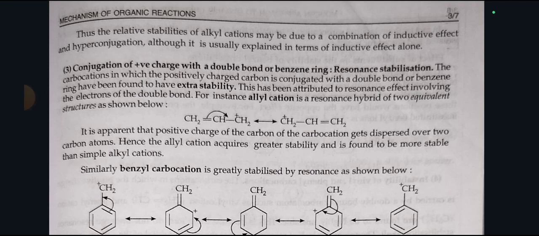Resonance stabilization. The carbocations in which the positively charged carbon is conjugated with a double bond or benzene ring have been found to have extra stability. This has been attributed to the resonance effect involving the electrons of the double bond. For instance, the allyl cation is a resonance hybrid of two equivalent structures as shown below: CH2=CH-CH2+ and +CH2-CH=CH2.